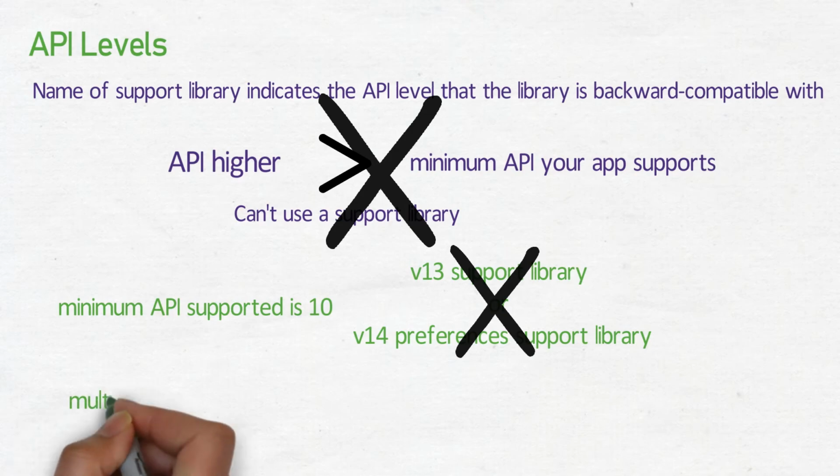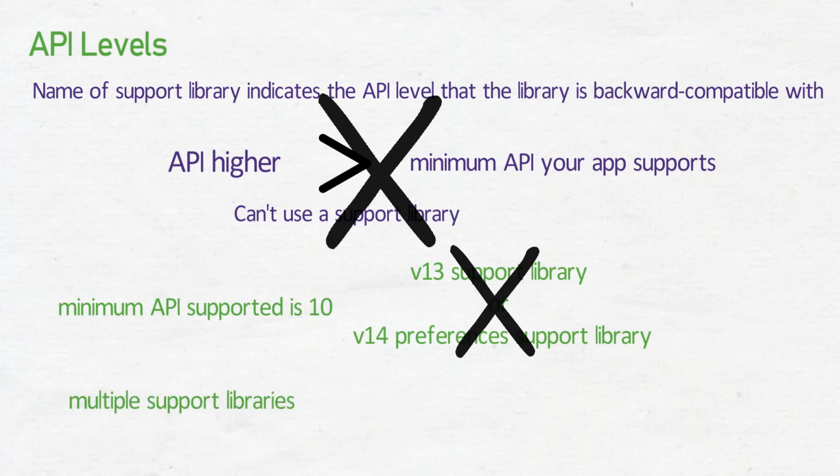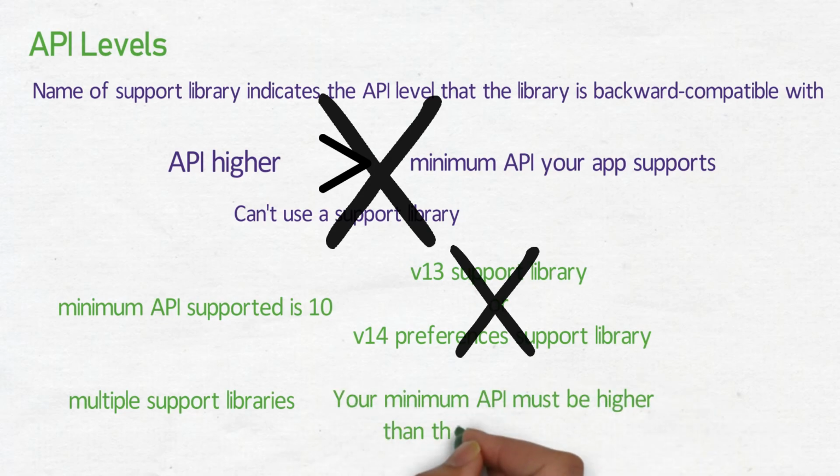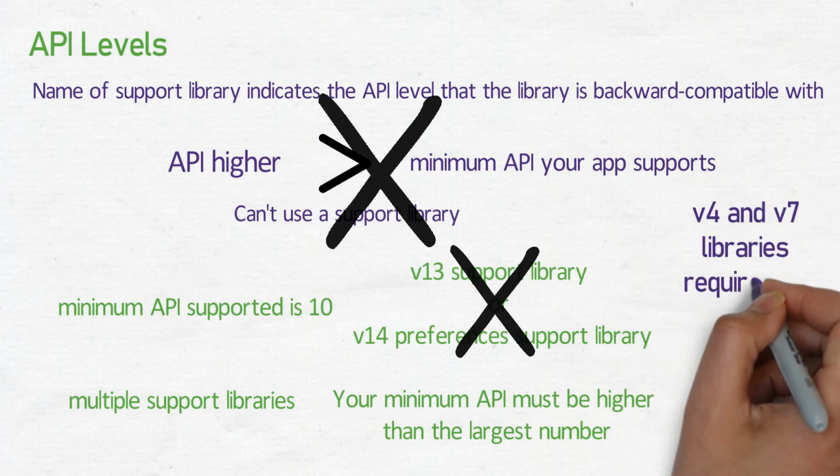If your app uses multiple support libraries, your minimum API must be higher than the largest number. That is, if you include support libraries for V7, V13 and V14, your minimum API must be at least 14. All of the support libraries, including the V4 and V7 libraries, require a minimum SDK of API 9.